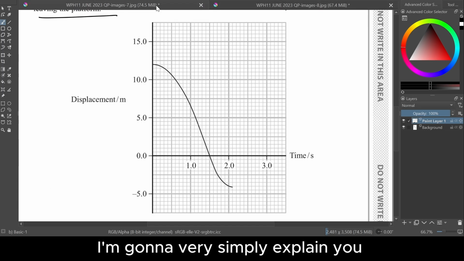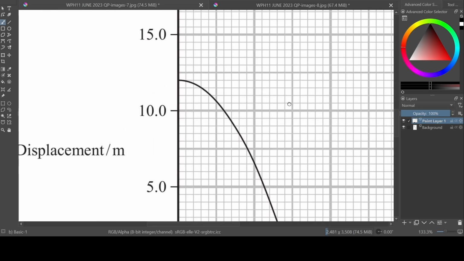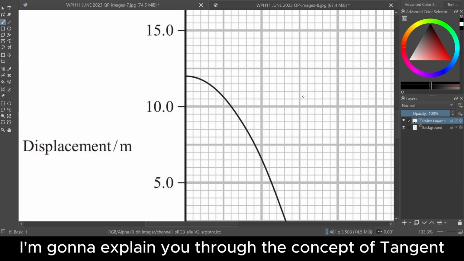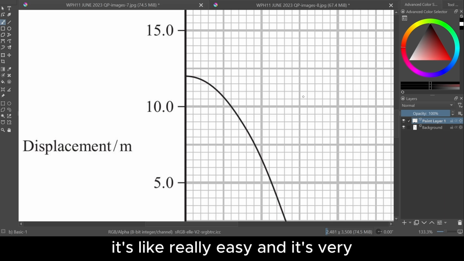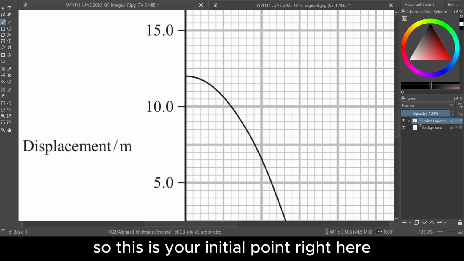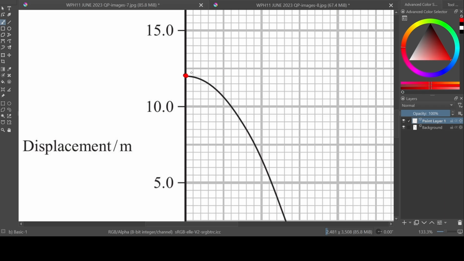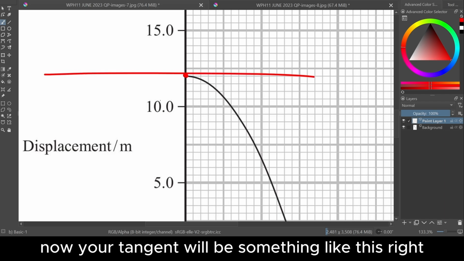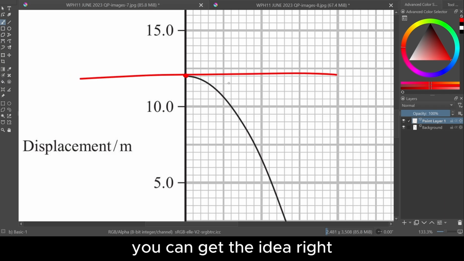I'm going to very simply explain why it is zero. I'm going to explain through the concept of a tangent. If you solve anything with a tangent, it's really easy and very easy to understand. So this is your initial point right here. Let me make it red. Now your tangent will be something like this. You can get the idea, right?